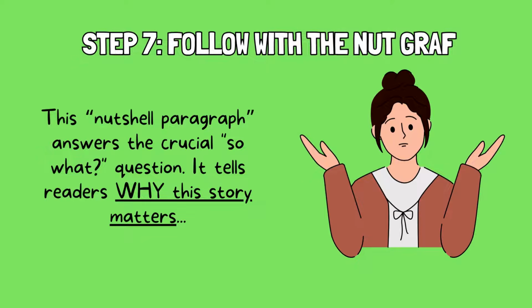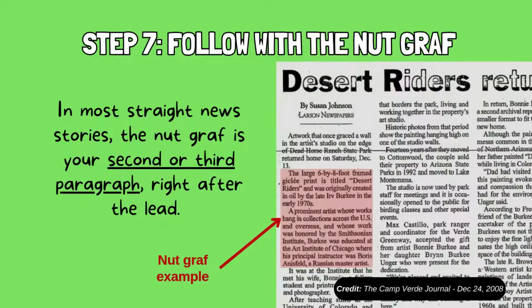Step 7. Follow with the Nut Graf. After your lead comes the Nut Graf, short for nutshell paragraph. This paragraph answers the crucial "so what" question. It tells readers why this story matters and why it's important right now. In most straight news stories, the Nut Graf is your second or third paragraph, right after the lead. In longer feature stories, it might come after a few introductory paragraphs, but always near the beginning.